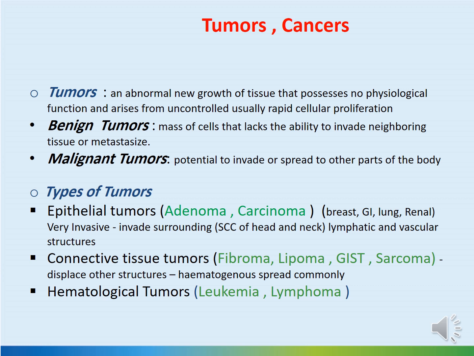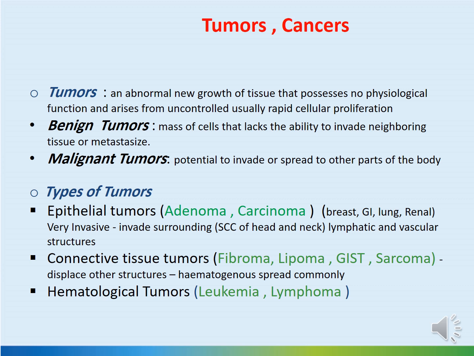Pathologically, depending on the characteristics in the histopathology, we have many types. If the tumor arises from the epithelium, we call it an epithelial tumor, which could be benign, and in this situation is called adenoma, or could be malignant, which is called carcinoma. Examples of epithelial tumors are breast tumors, gastrointestinal tumors, lung or renal tumors.